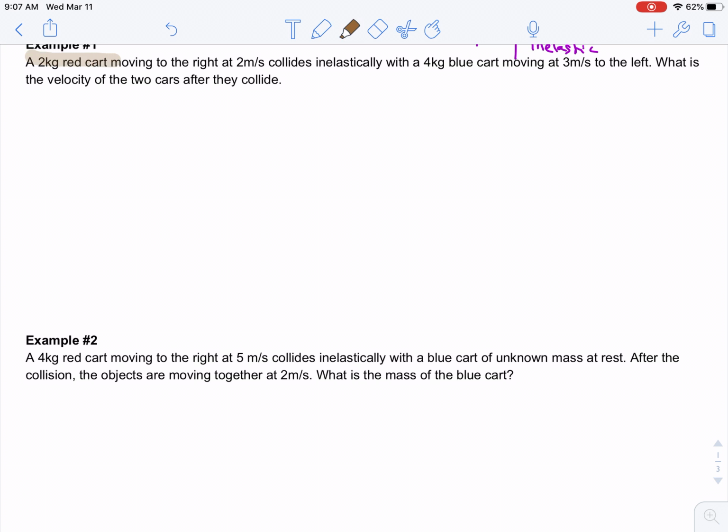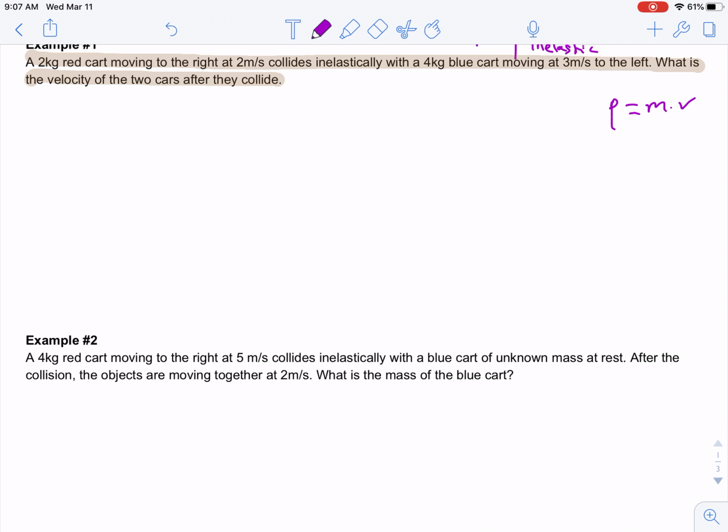A 2-kilogram red car moving to the right at 2 meters per second collides inelastically with a 4-kilogram blue car moving at 3 meters per second to the left. What is the velocity of the two cars after they collide? The first thing I'm going to do is just write P equals mv. I'm going to write it over here. P equals mass times velocity, just so I don't forget it.